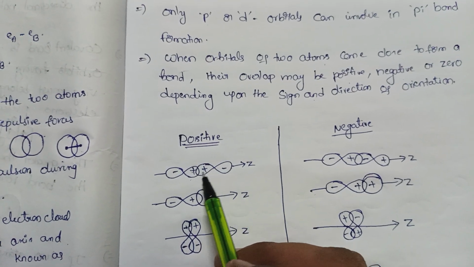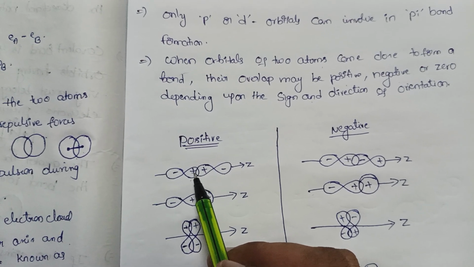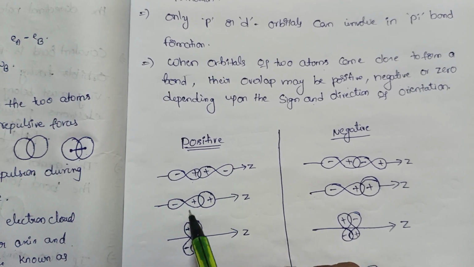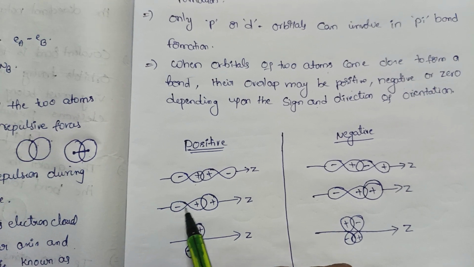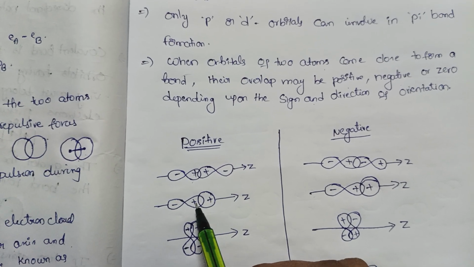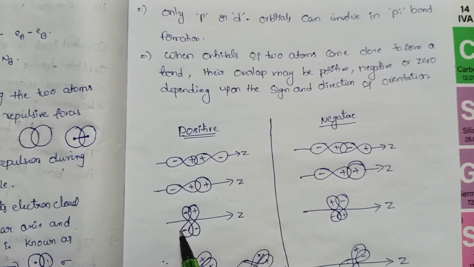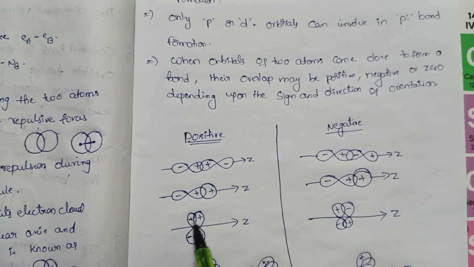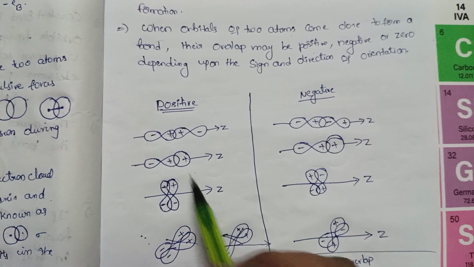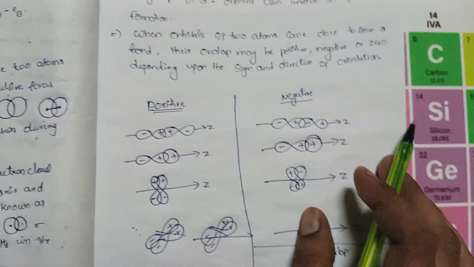These are orbitals that have different signs. If both orbitals overlap with the positive sign, it is a positive overlap. The s orbital is always positive. Both orbitals being positive and positive, it forms a positive overlap. Here, positive and positive, it is positive overlap. And both orbitals should be in the same direction.